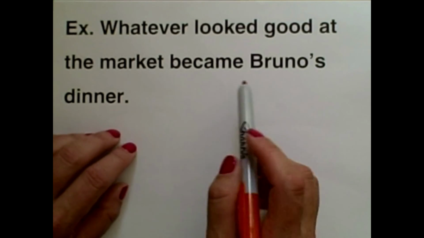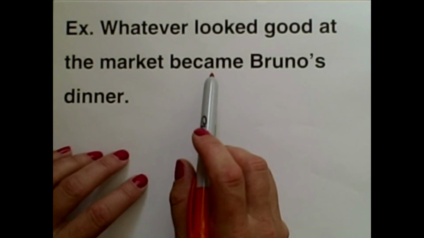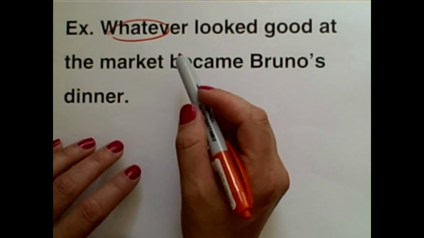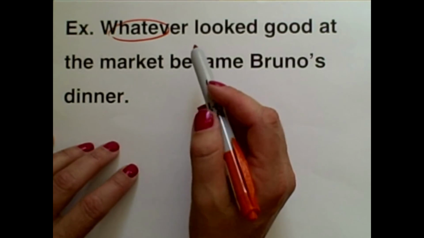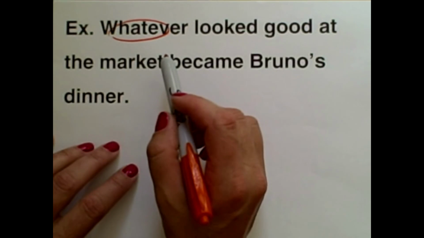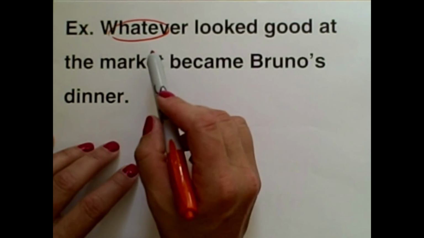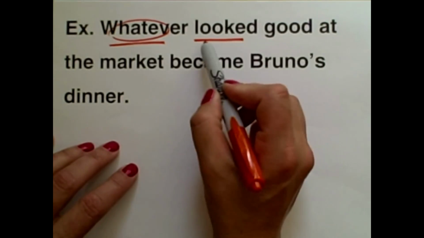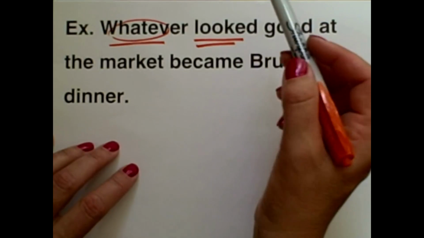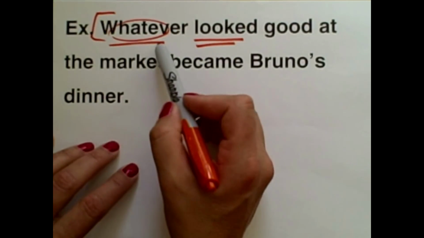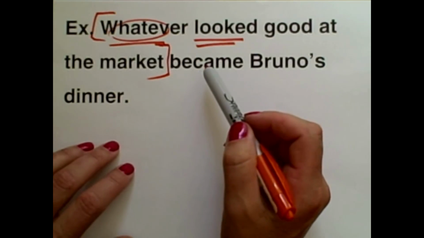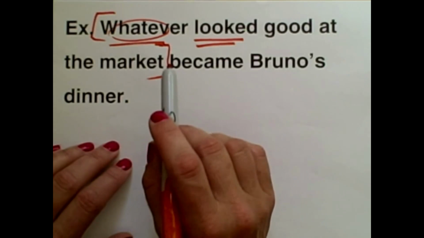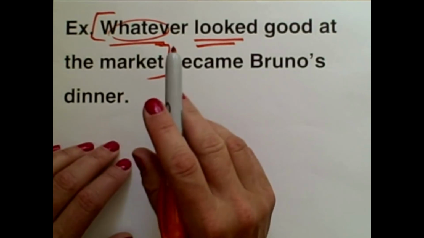Whatever looked good at the market became Bruno's dinner. The trigger word here is whatever. Now use your ears and your common sense to find the whole clauses. In noun clauses, the trigger word will often stand in for the subject. So here we have as our subject whatever, and our verb looked. Our whole clause is whatever looked good at the market. This clause is at the beginning of the sentence, so there's a strong chance it's functioning as the subject of the sentence.